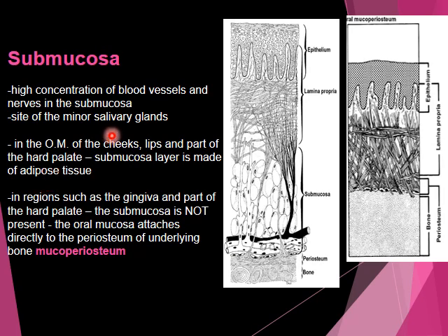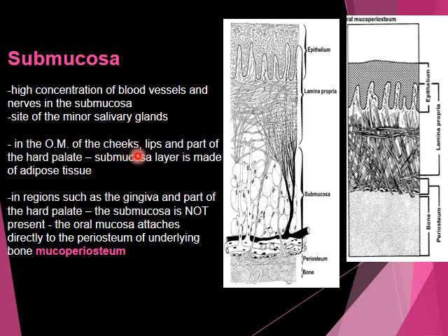The third layer, which may be present or absent, is the submucosa. This is the submucosa, which is also connective tissue. There is a high concentration of blood vessels and nerves in the submucosa, and it is the site of minor salivary glands. This submucosa may contain minor salivary glands or fatty tissue.